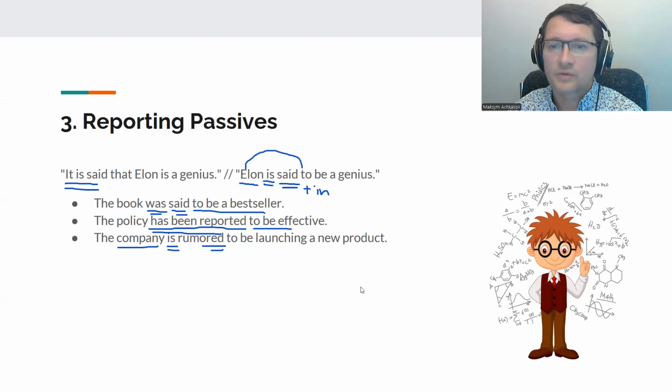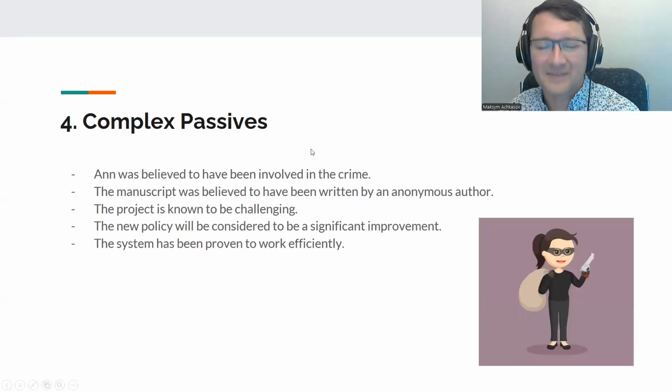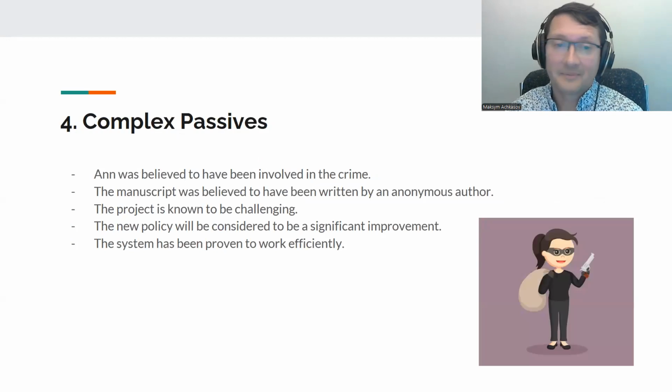And now just one more. Complex passives. Okay, a bit more complicated. And let's see this together. Anne was believed. So we have subject Anne. Then we have was, that's the verb be, past simple, believed. So if we have the verb be plus past participle, then it actually shows that this is passive. Yes, so there's past participle, so that is the passive voice.